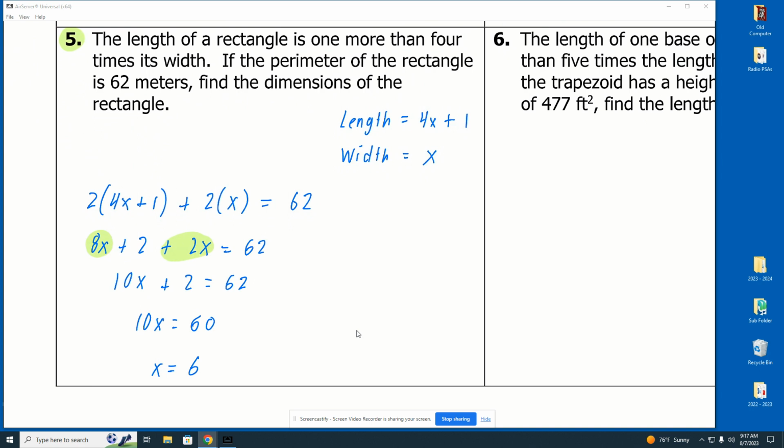X equals 6. But what is that? My width is 6. And my length is 4 times 6 plus 1, so my length is 25. So my dimensions are 25 by 6. And I guess these are meters: 25 meters by 6 meters.